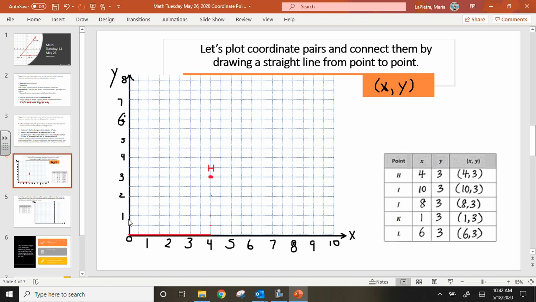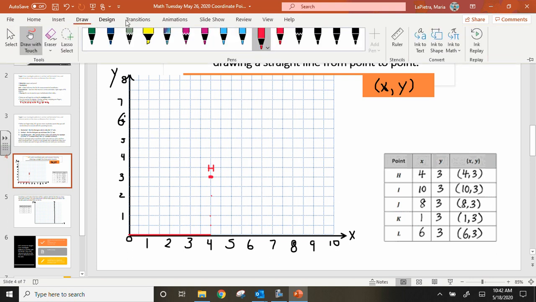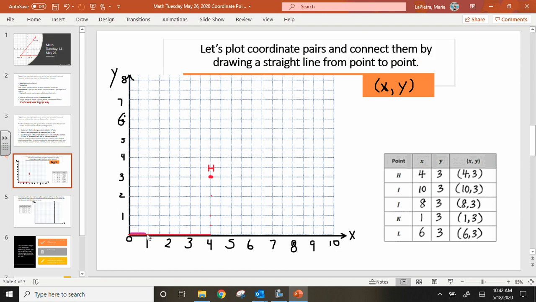We go over 10. Let's use purple this time. We're going to go over on the X, 10. Oops. And we're going to go up 3. 1, 2, 3. I draw my point right there. And we're going to label that I, the point.